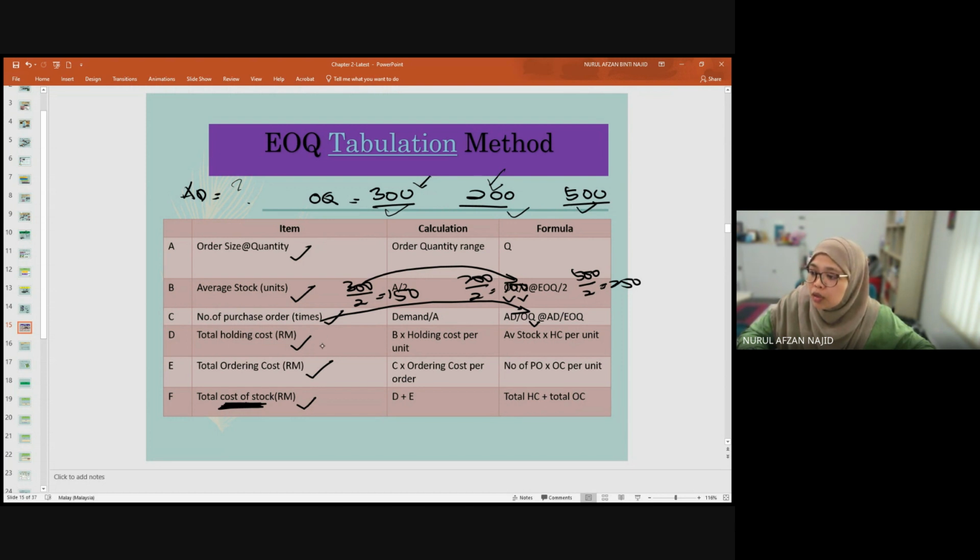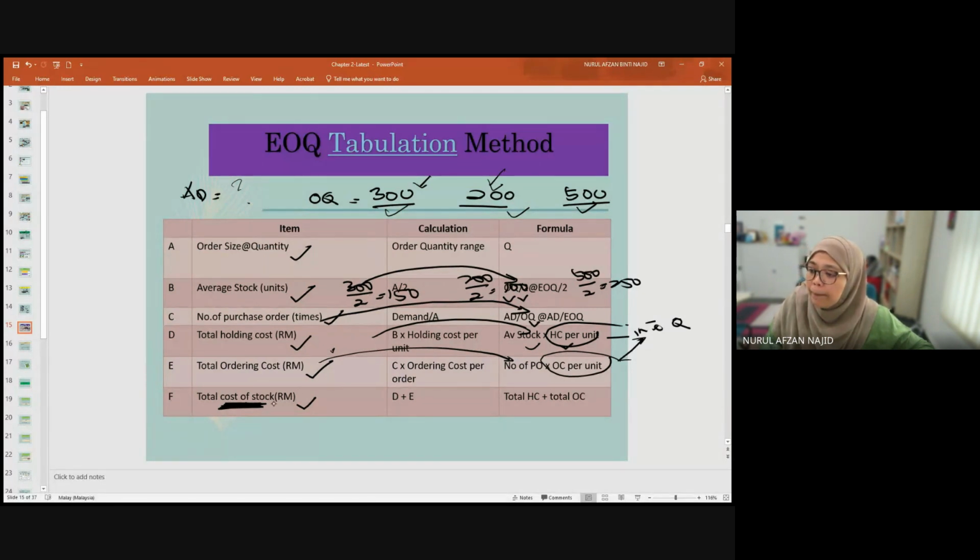Then baru you boleh cari total holding cost. What is the formula for total holding cost? Average stock darab HC per unit. So this one will be given in the question. In the question. No worry. Cuma you need to determine which one is the HC, which one is the OC. Okay. So same goes to total ordering cost. What is the formula? Number of purchase order darabkan dengan ordering cost. Sama juga in the question.